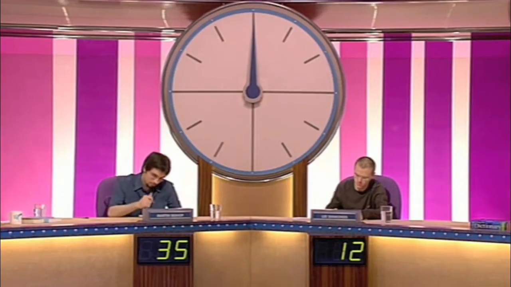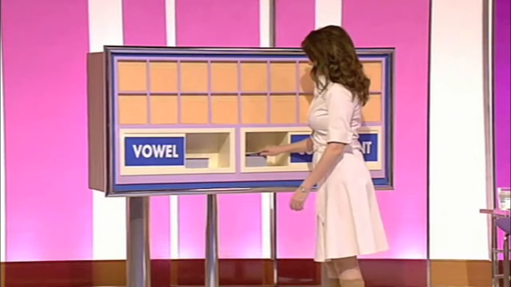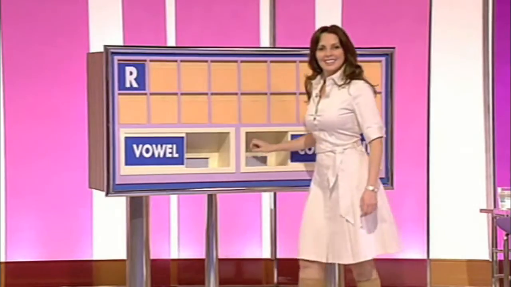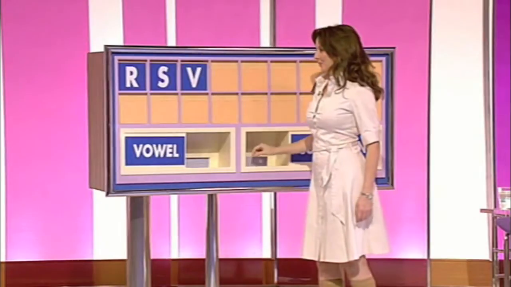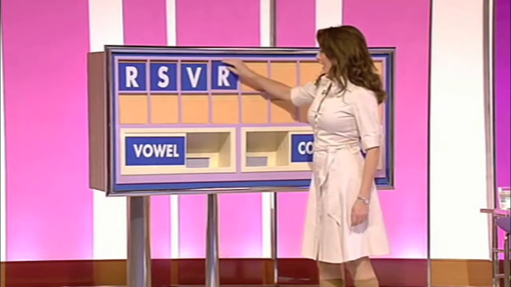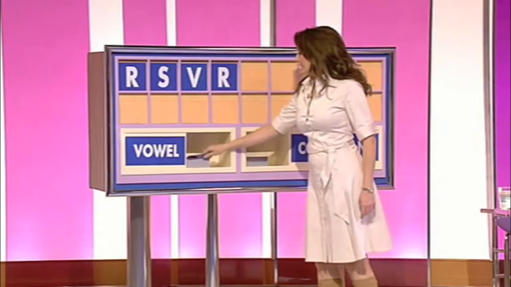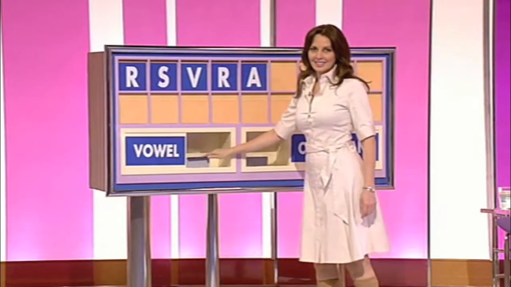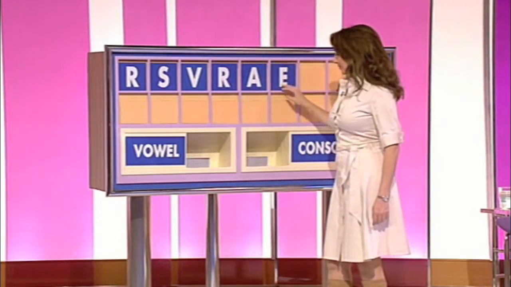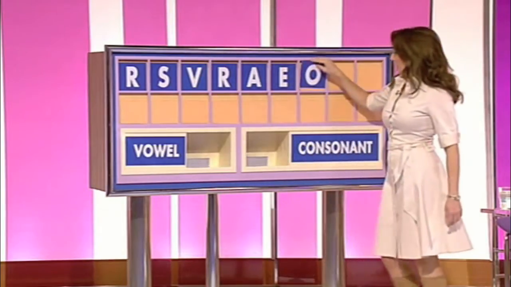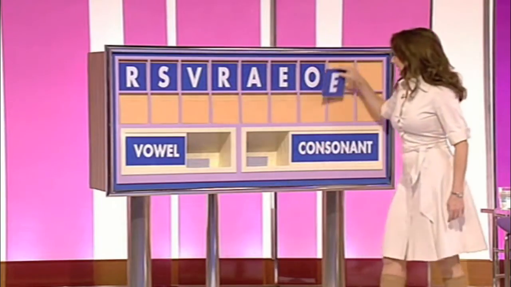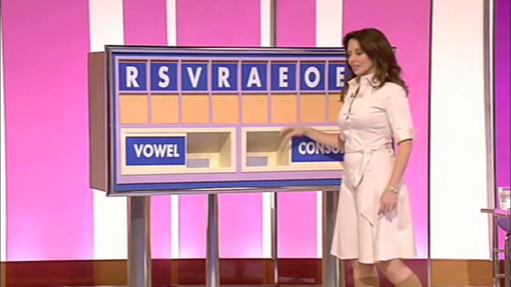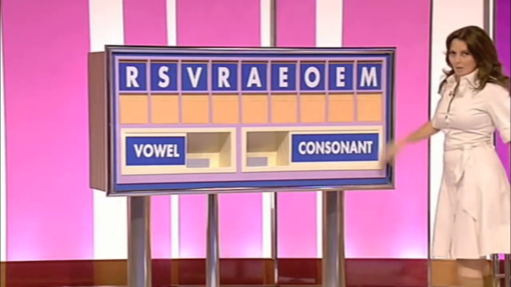Okay, 35 playing 12. Martin with the lead. Lee, there you go. Consonant, please, Carol. R. And another one. And another S. And again. V. And one more. R. And a vowel, please. A. And another one. E. And again. O. One more. E. And a consonant, please. And M. And here's a clock.